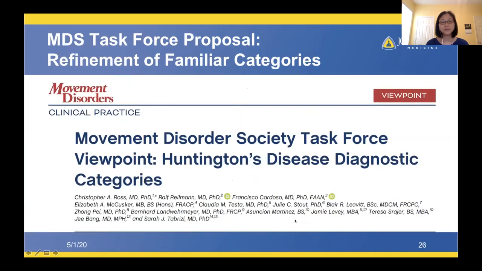So given the recognition that there are subtle symptoms present years before the motor diagnosis, we published a proposal to basically refine the current criteria.